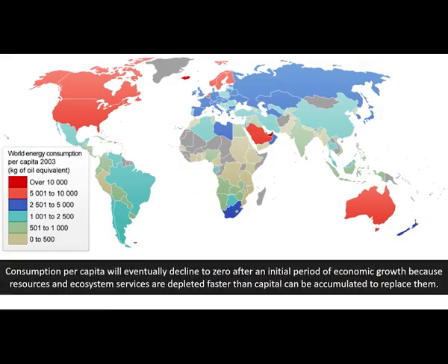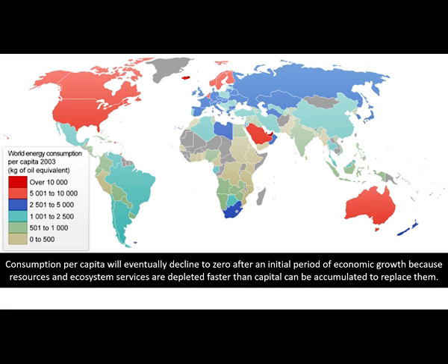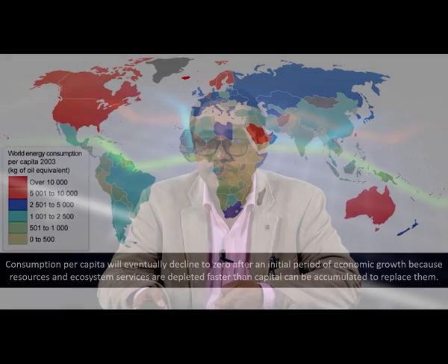So, consumption per capita will eventually decline to 0 after an initial period of economic growth, because resources and ecosystem services are depleted faster than the capital can be accumulated to replace them. So, sustainability is achieved under certain institutional settings.